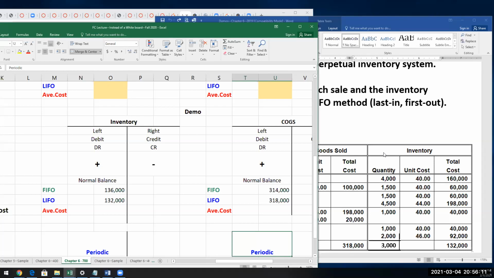And you can imagine if your cost of goods sold is an expense, that number is going to make your gross profit different. It won't be the same. And your balance sheet will have a different total assets because this is not the same as this.